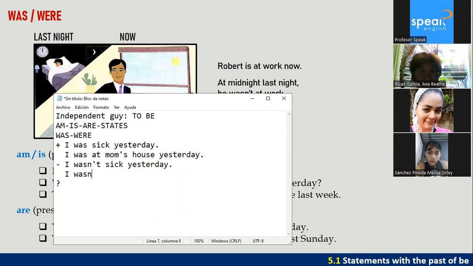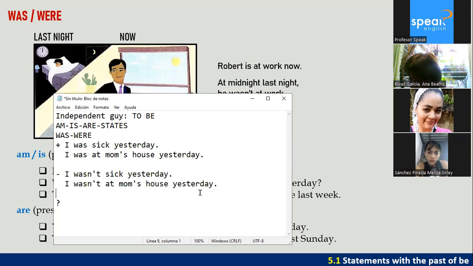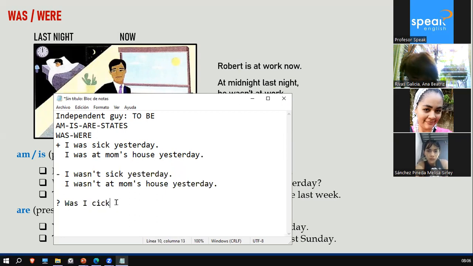Now, if it's a question, again, the verb to be is in charge. Was I sick yesterday? Was I at mom's house yesterday? So here I don't need any helper, as with the other verbs, where I need did and didn't.